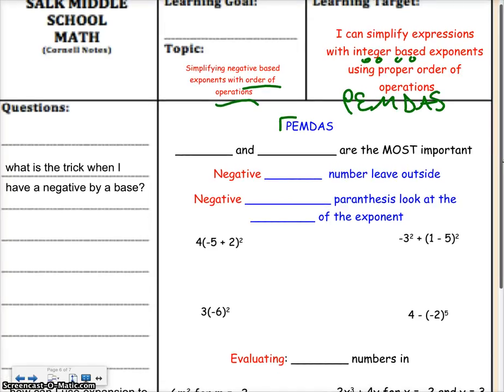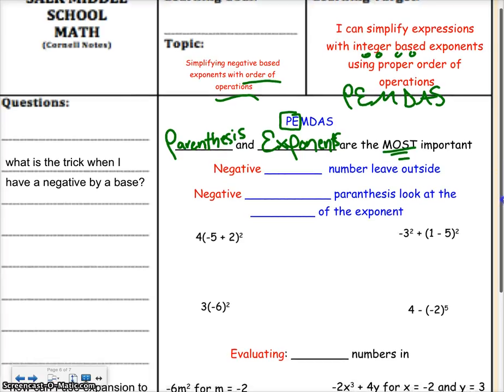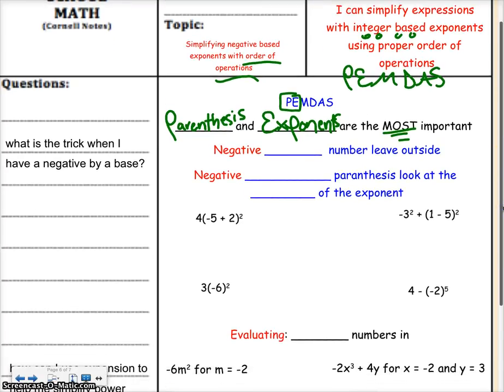PEMDAS tells us, if you look at the first two, PE, it says parentheses and exponents are the most important operations to do first. So underline most important. You always want to take care of parentheses and exponents, and that is the key for today. Another key for today is remembering the negative base exponent.